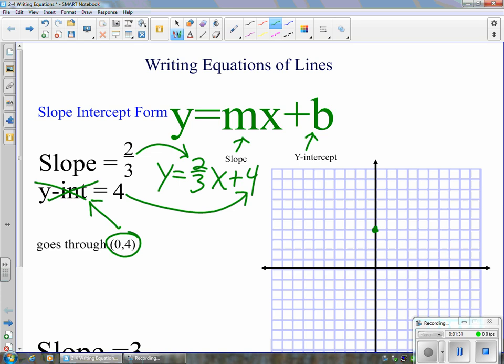And so if I wanted to graph this line, it goes through (0, 4) with a slope of rise 2, run 1, 2, 3. There's my next point. Rise 1, 2, run 1, 2, 3. There's my next point. And I can graph this by looking something like that.